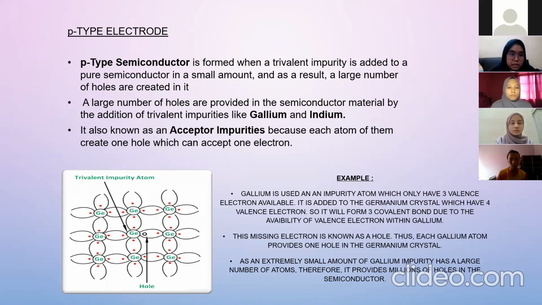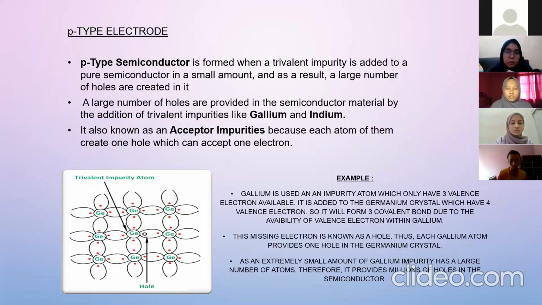As you can see from this diagram, the gallium will provide only 3 electrons, which will create a hole over here. So an example is gallium used as an impurity atom which has 3 valence electrons, added to the germanium crystal, which has 4 valence electrons. So obviously it forms 3 covalent bonds due to the availability of valence electrons with gallium. The missing electron is known as a hole.